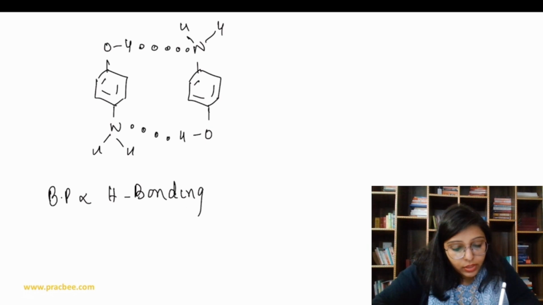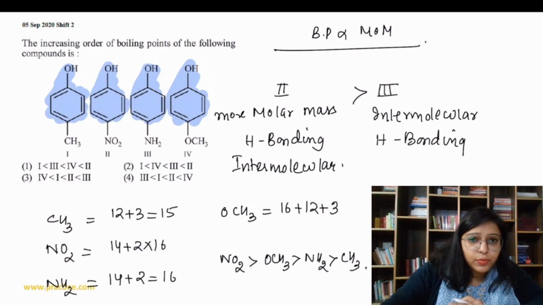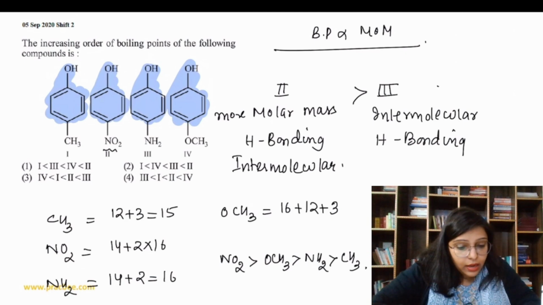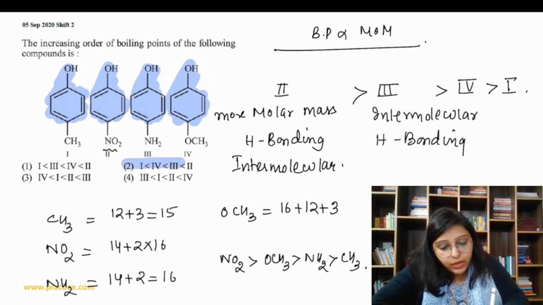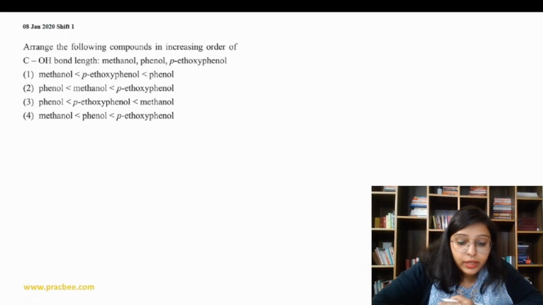Okay? So in the first one also we have this thing, but we are not going to apply the concept of hydrogen bonding in the second one. That is the nitro group. Why? Because molar mass is also more. Then after third we have fourth, and then we have first. Okay? So the answer is going to be: second is more, then we have third, then fourth and first. So on the basis of that, option 2 is going to be the correct answer. Clear? Now moving on to the next question.